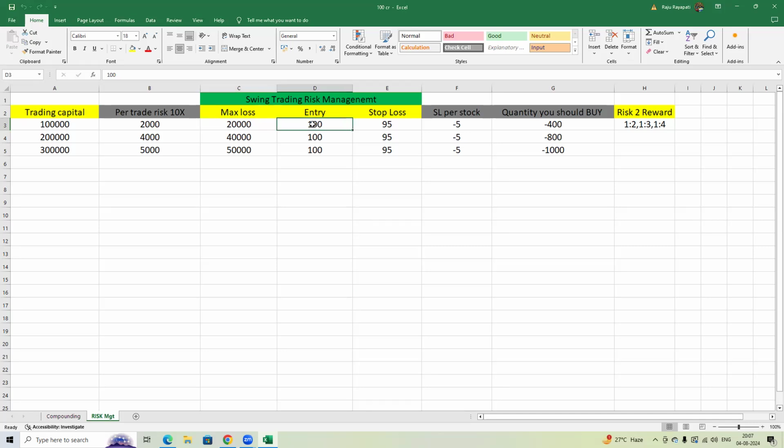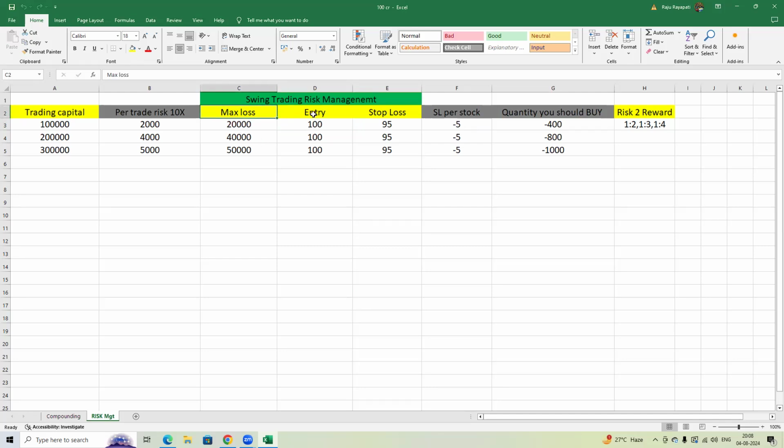and the maximum loss you can afford is around 20,000, and you're looking at a 100 rupees stop, I have set a formula, like 10x. If you go under loss, what quantity should you buy? If you have 1 lakh and you can take a risk of 20,000, you have to take 400 quantity if it is a 100 rupees stock, because of how our stop loss works.